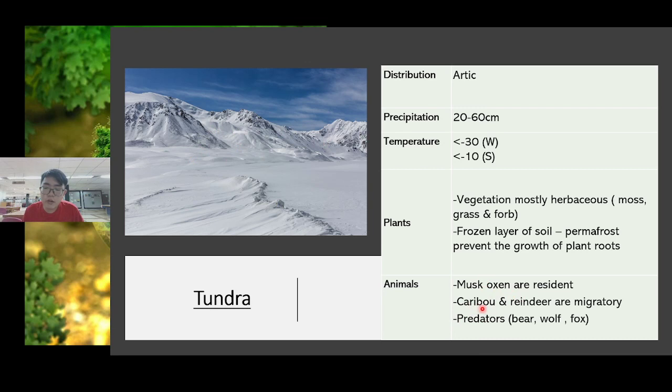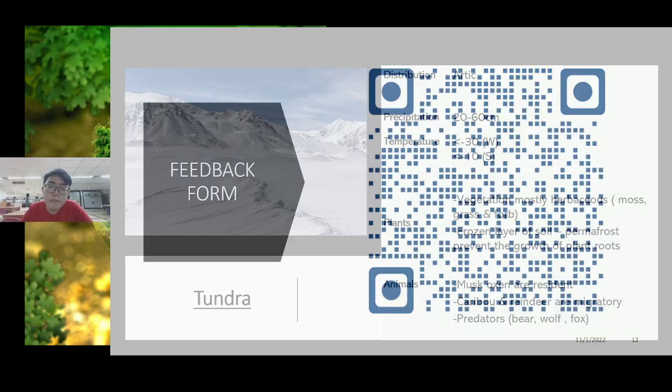And they also have caribou and bison that are migratory. This one is the deer, like the one for Christmas, the Santa Claus one, that is the deer. And then they also have predators like bear, wolf, and fox. Okay, so this is the last biome.